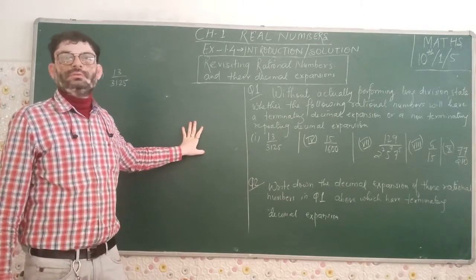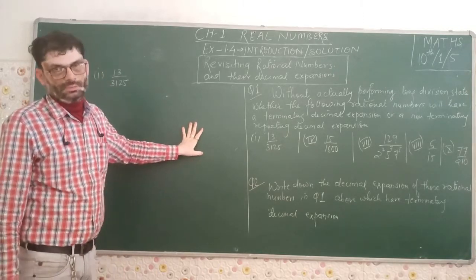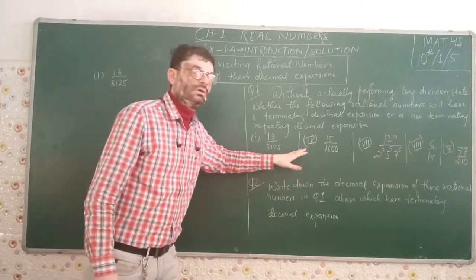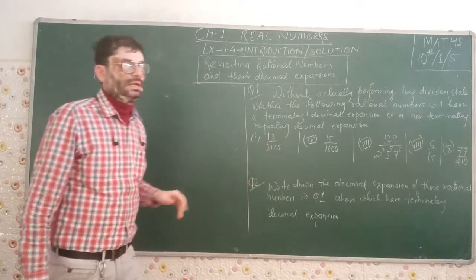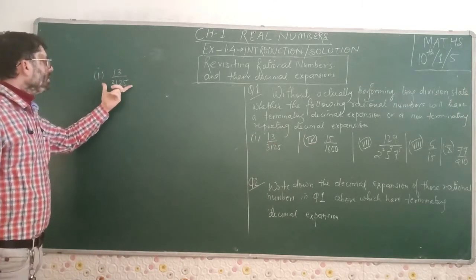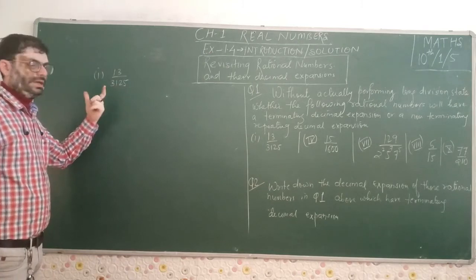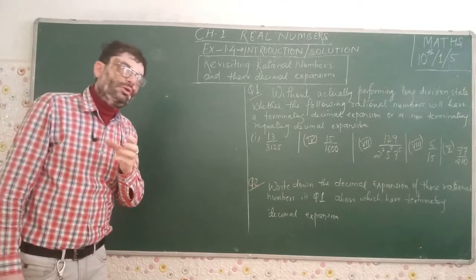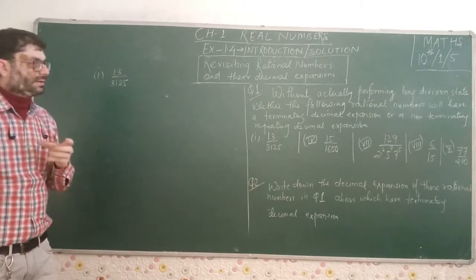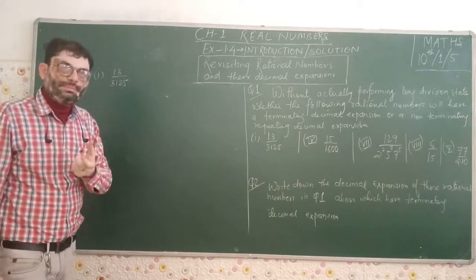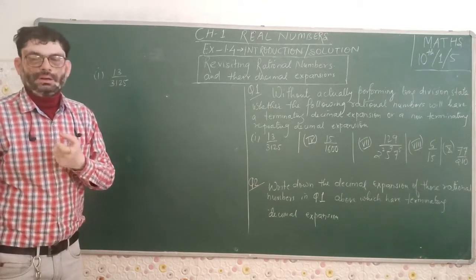Theorem 1.5, Theorem 1.6 and Theorem 1.7. Basing on those theorems only, this can be solved without actually doing long division. Suppose which one? 13 by 3125. If you remember the theorem, much emphasis was given on the denominator part, that is the q part, and we were finding that q part of the form 2 to the power n, 5 to the power m.